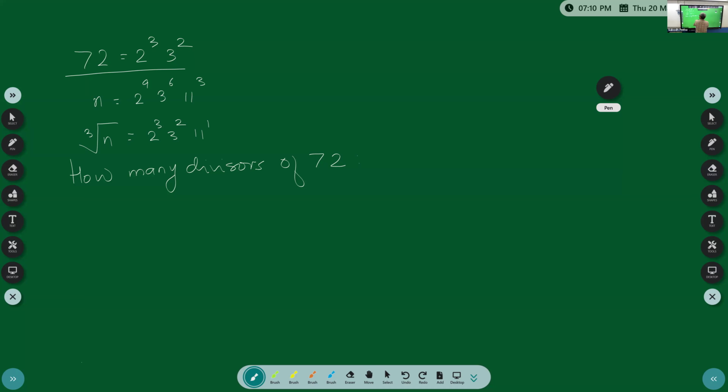12 divisors. How many divisors? Okay, how many of you got the answer 12? It seems it is correct.